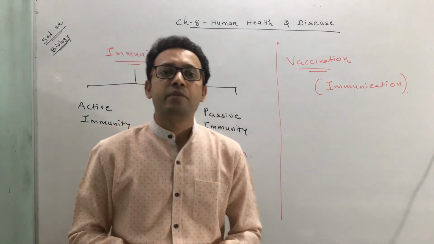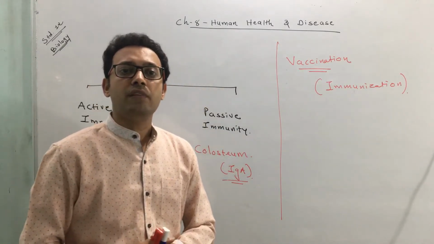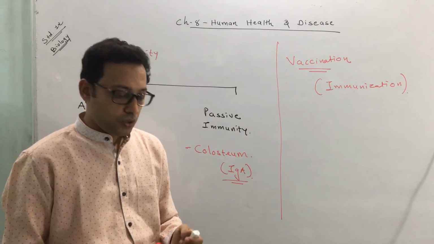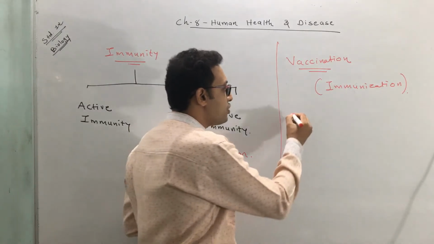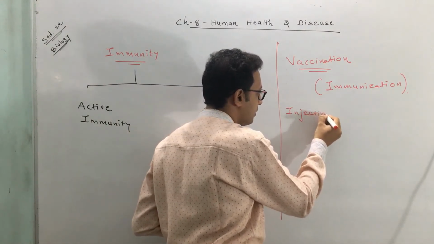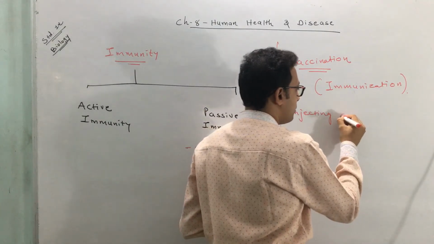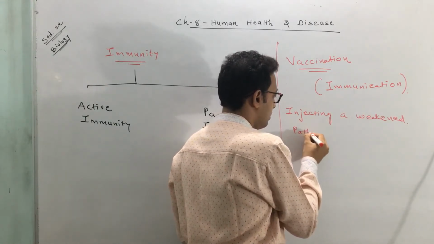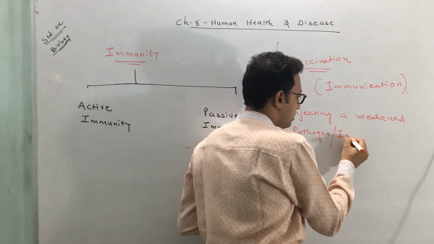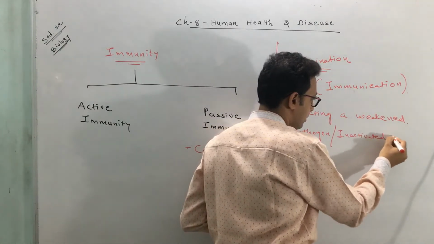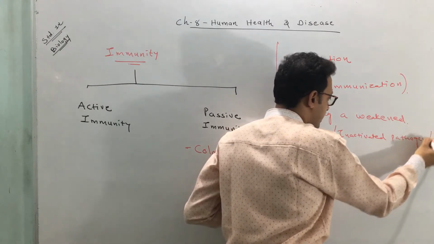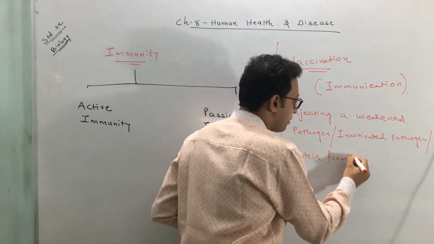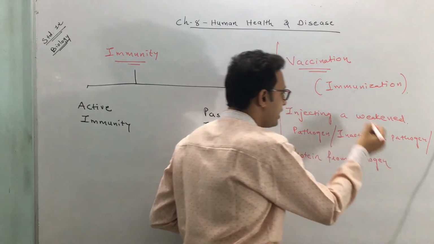This vaccination and immunization usually work on the principle of acquired immunity. What are we doing in vaccination or immunization? See here what we are doing. We are injecting a weakened pathogen, or an inactivated pathogen, or we are injecting proteins obtained from a pathogen into a human host.